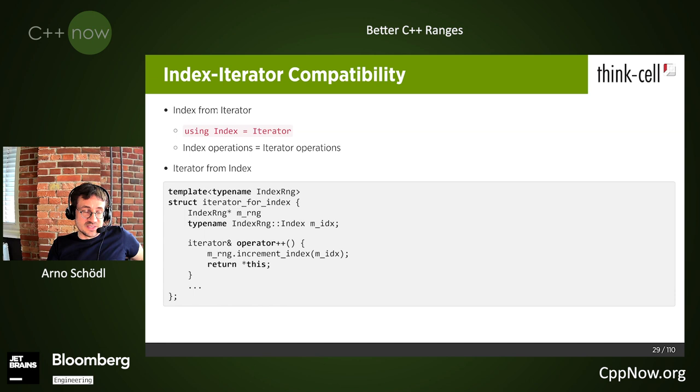The other direction is only slightly more difficult, because we can always wrap the index into an iterator which contains the pointer to the underlying range and the index. Whenever we want to execute some operation, like an increment, we just combine the two and call the increment index operation on the range with the index. As long as we can keep the index small, that's going to be efficient. The iterator is going to have essentially the size of a pointer plus the small size of the index. And we'll see how good our chances are that we can keep the index small.